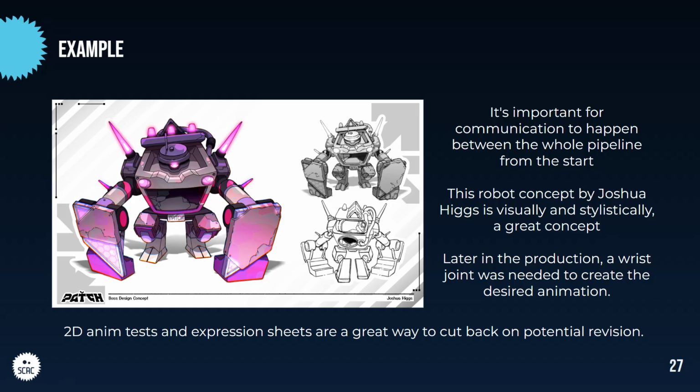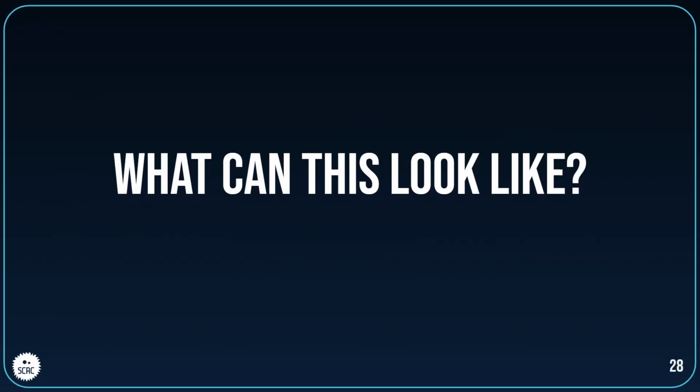A good way to avoid these issues is having 2D animation tests or expression sheets. And these 2D animation tests can also be offloaded to other animators. Even 3D animators, at least in my experience, are usually willing to do some sort of 2D test for you. Huge caveat there, not all of them, but having somebody plan ahead can be big. But what can this look like?